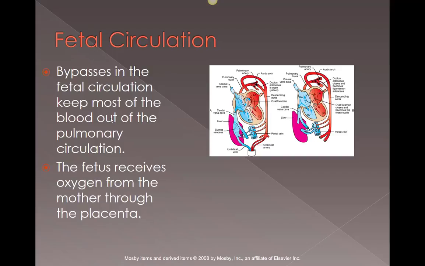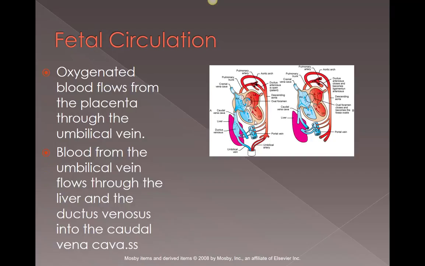So the next few slides are going to go over what I've already talked about, but you can see that the fetus is receiving oxygen from its mom, so it doesn't really need the lungs. And that's what makes fetal circulation a little bit different. Oxygen is going to flow from the placenta to the umbilical vein, and from the umbilical vein it's going to go through the ductus venosum and up into the right side of the heart, into the right atrium.